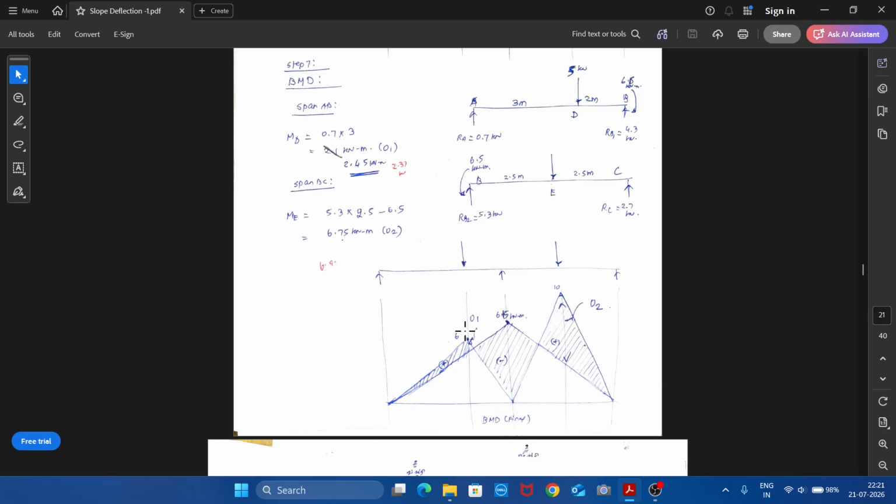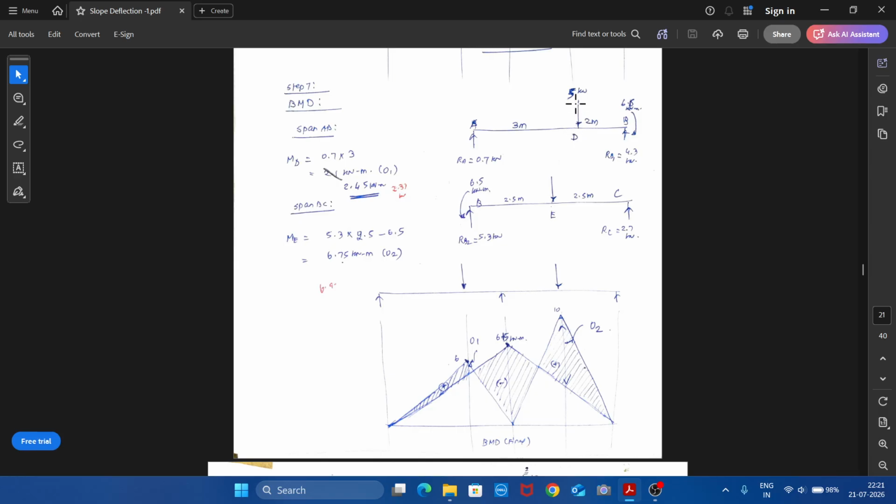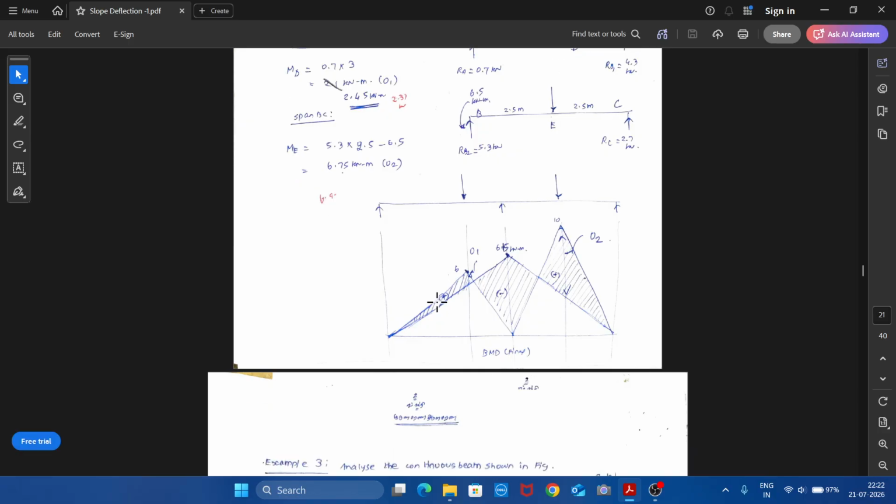So we'll be getting this. O1 is the maximum positive bending moment in span AB. O2 is the maximum positive bending moment in span BC. To get this, we can find bending moment at point D because under the point load, the bending moment will be maximum. So if you find bending moment at D, 0.7 into 3, or if you come from this side, 4.3 into 2, anti-clockwise, plus minus 6.15. So both will yield the same value, O1 value. To get O2, find the bending moment under this point. So I'm getting O2. So this completes this problem.